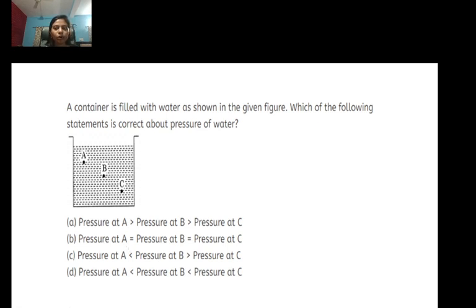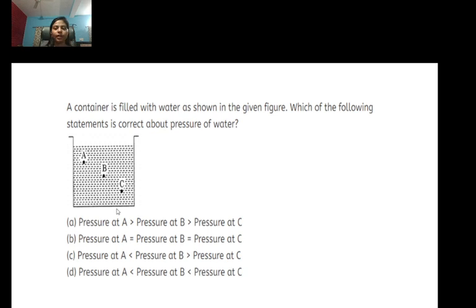Yes, quickly respond. Yes, you are right. Pressure at C is more than pressure at B, and then pressure at A, because the pressure is more in depth.